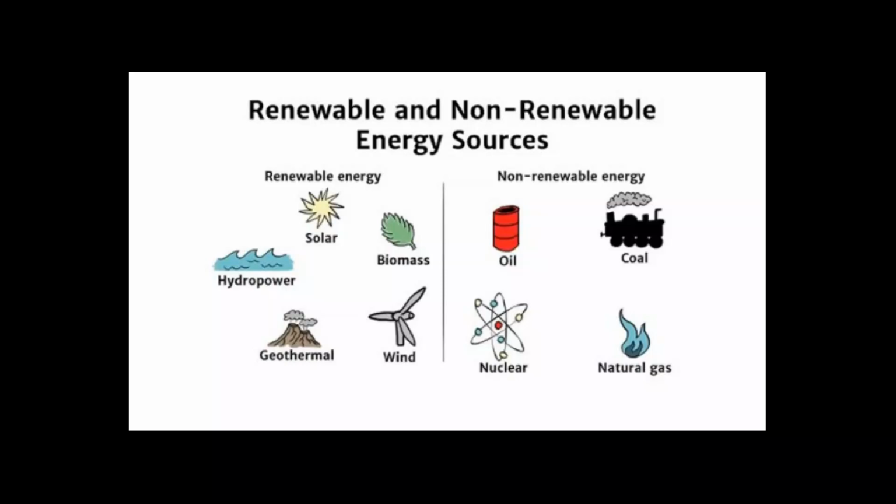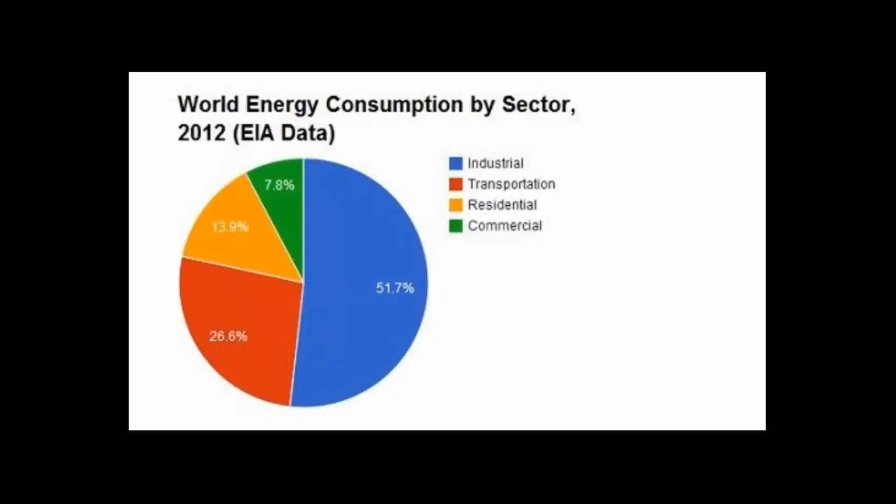And examples of renewable energy are solar, hydropower, biomass, geothermal, and wind. We'll look at these in more detail later. Non-renewables are oil, coal, nuclear, and natural gas. And then world energy consumption by sector. You can see that more than half of the energy generated is used for industry, and the next highest is for transportation, followed by residential, and then commercial.